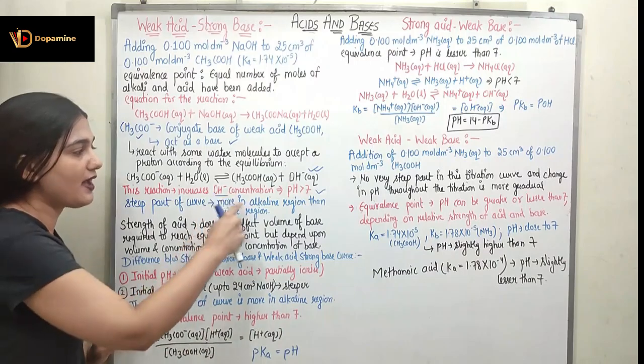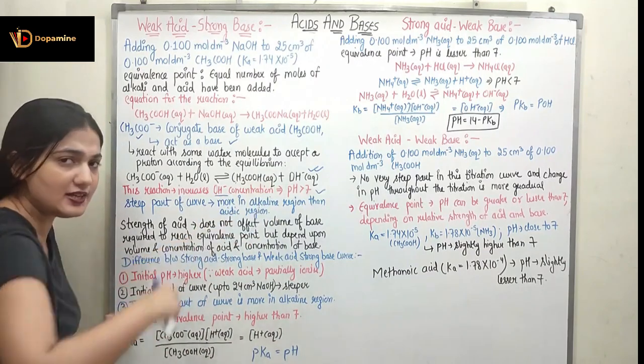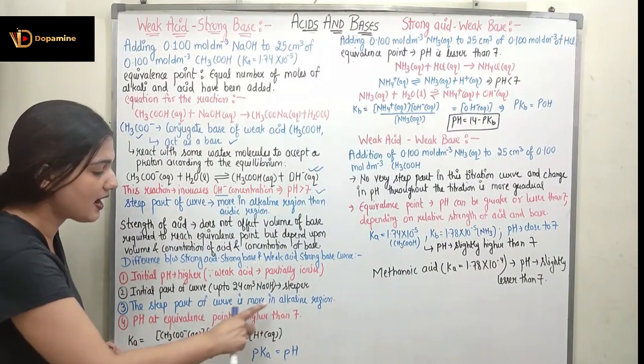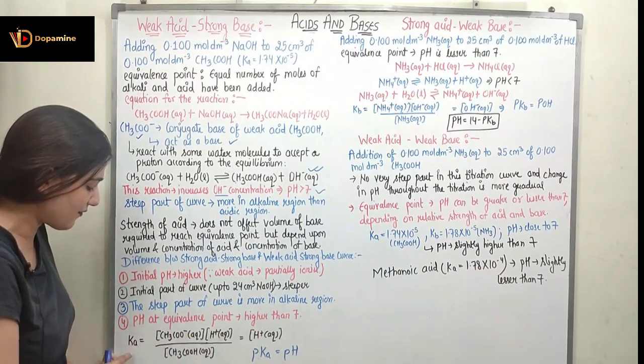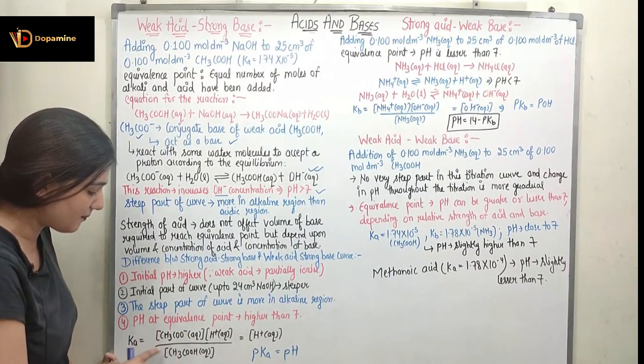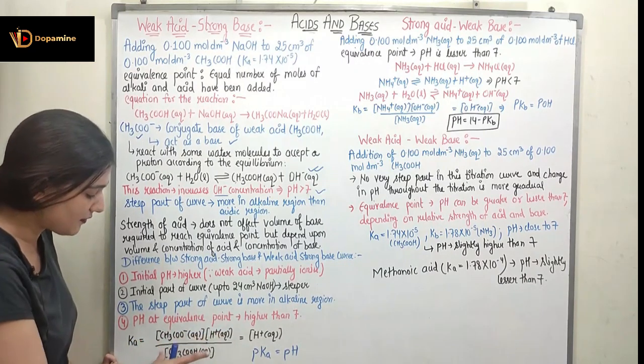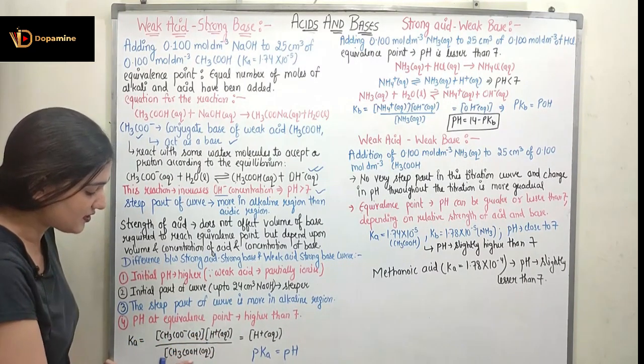Because here also I have understood it with the help of this reaction, it will be generating OH negative ions. pH at the equivalence point is higher than 7, that also we have understood. So Ka can be given by this equation: CH3COO negative concentration times H positive concentration divided by the concentration of CH3COOH.